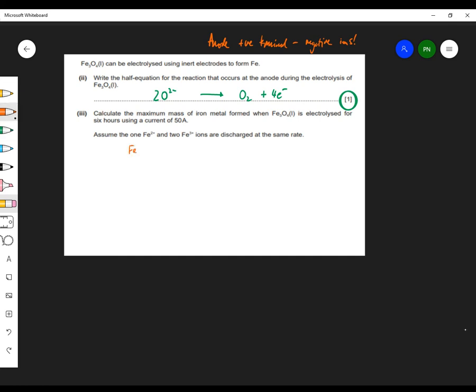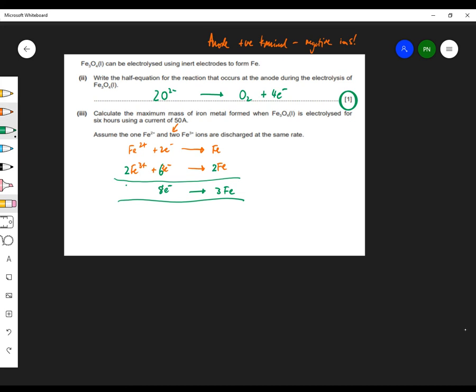Let's discharge one of these, Fe2+. That's going to require 2 moles of electrons, and that's going to give us an Fe. Now apparently there's 2 of these. So Fe3+ plus 3 electrons is going to give Fe, but there's 2, so we have to times everything by 2. 2 of those is going to need 6 moles of electrons to give me 2 Fe. And now for 3 Fe's, we're going to need 8 moles of electrons, and it's going to give us 3 iron atoms, sorry.